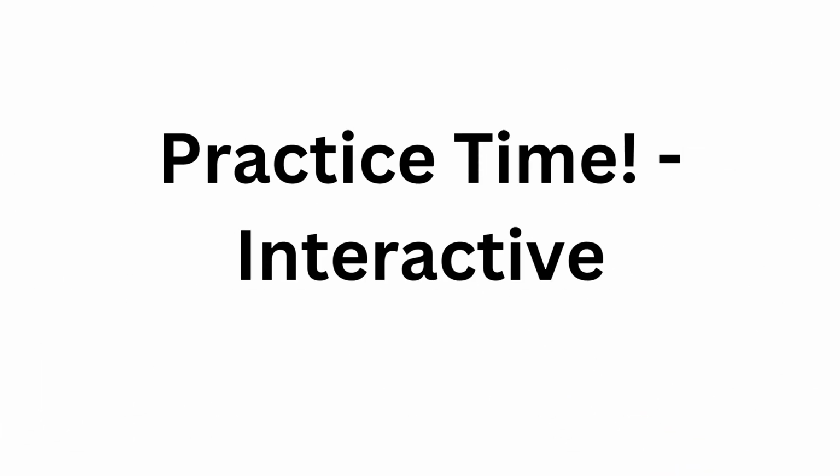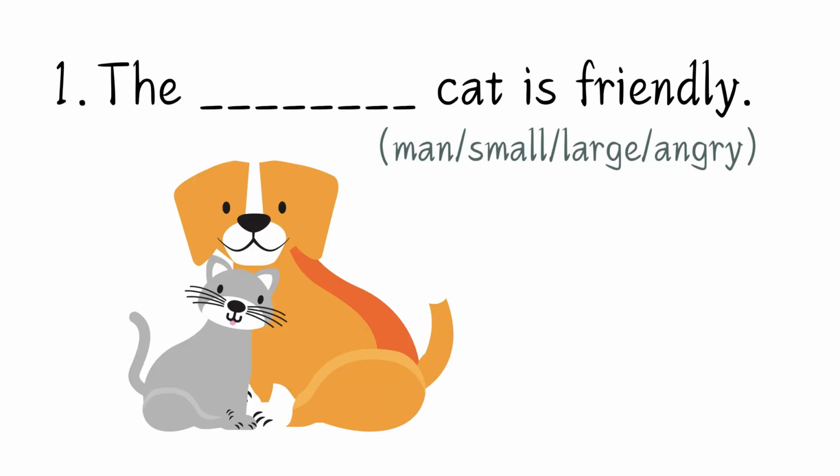Now, it's your turn. Let's go over some practice examples. Look at the sentences and try to fill in the blanks with the right adjectives. First one. The cat is friendly. The small cat is friendly.